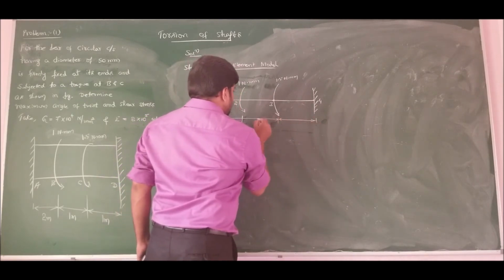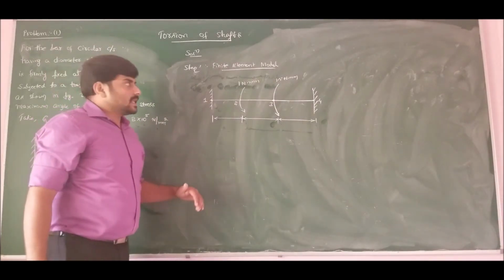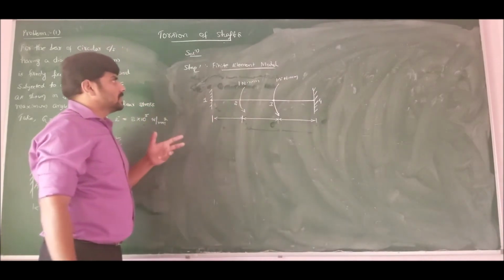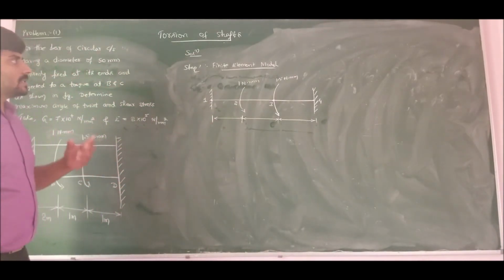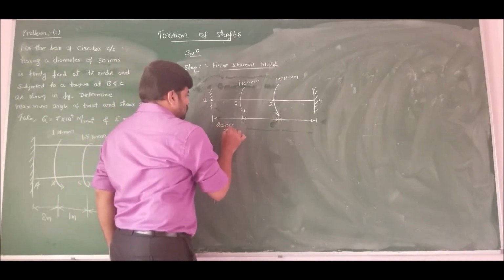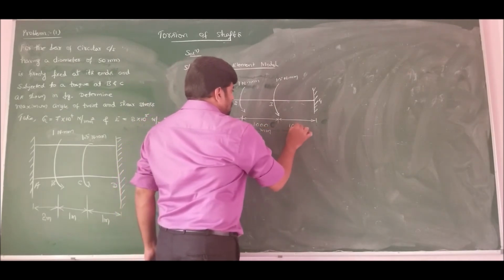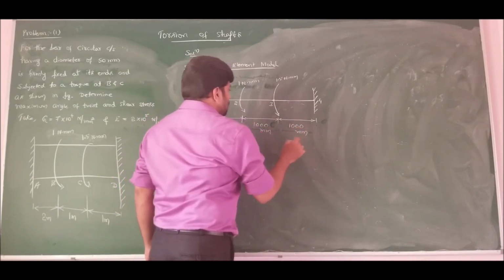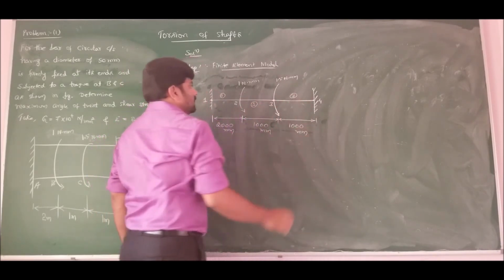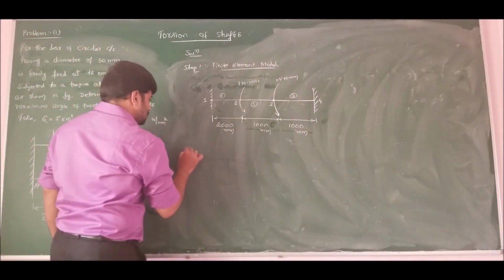Now the lengths are also given. The length for element 1 is 2 meters. Let us maintain constant units. Let us use Newton for force, and millimeters for linear dimensions, lengths, diameters and all. So I will get 2000 millimeters. Element 2 is of 1000 millimeters and element 3 is of 1000 millimeters. So this is element 1, element 2 and element 3. Moving on to step 2, element stiffness matrix.